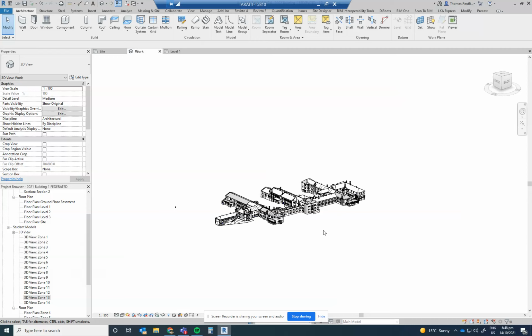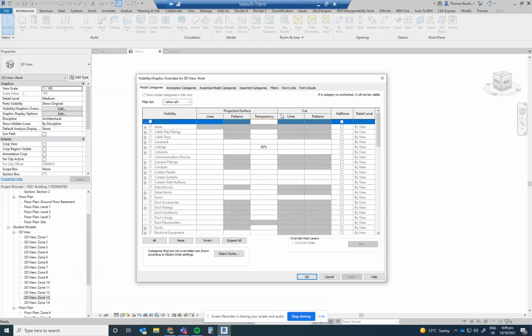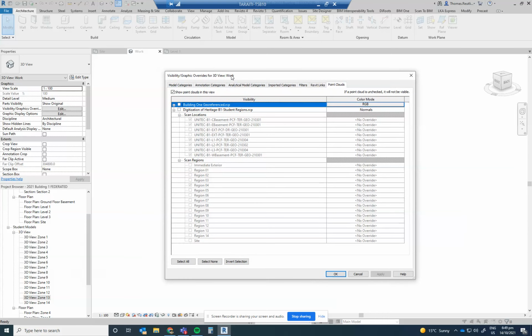Tom, could you turn the point cloud on? Do you have all the zones? Yeah, sure. I think it would be really cool to see it overlaid.